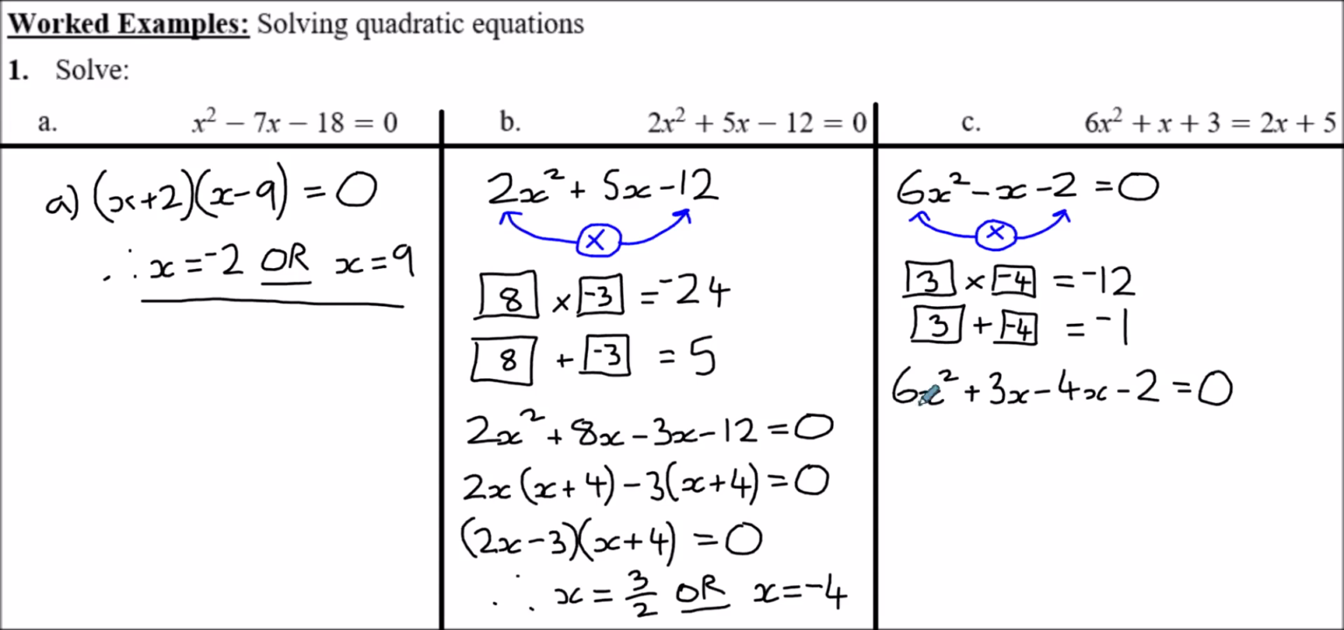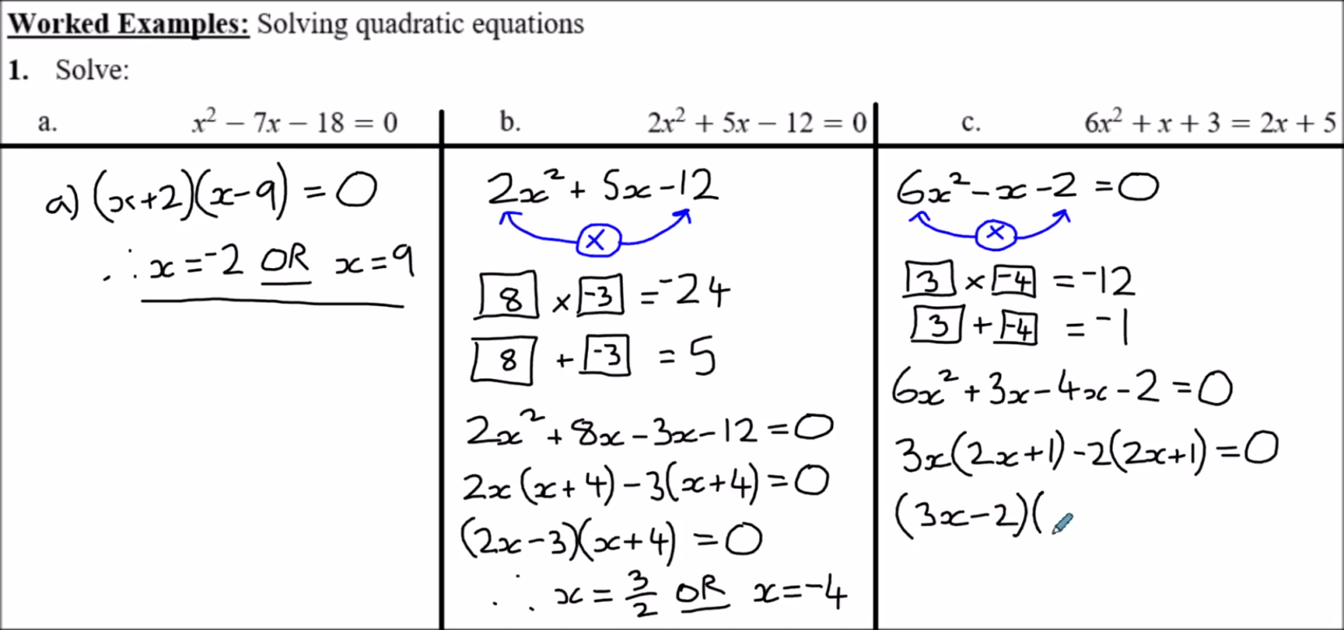Now we can factorise this bit here. Both have a common factor of 3 and a common factor of x. So we can say this is 3x brackets 2x plus 1. And this bit has a common factor of minus 2, and that's the same as 2x plus 1 equals 0. These two bits at the front of the brackets form together to make their own bracket, so then we have 3x minus 2, 2x plus 1 equals 0.